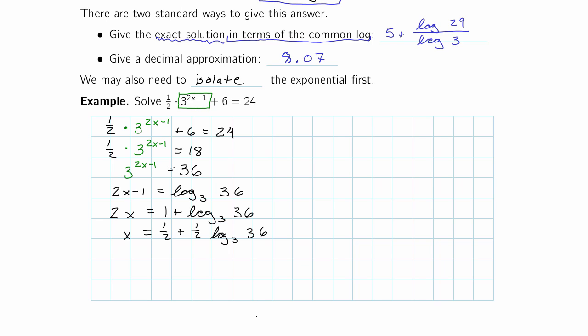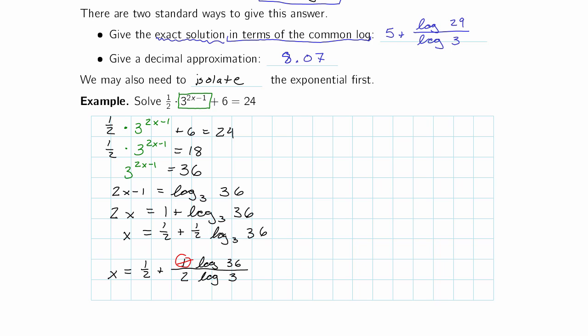Now, if we felt like it, we could use log rules to mess around with this. But we don't have to. If we want to give an exact answer, we have x equals 1/2 plus, well, we'll have a half times the log of 36 over the log of 3. So we can actually get rid of that 1, right? We don't need that extra 1 in the numerator.